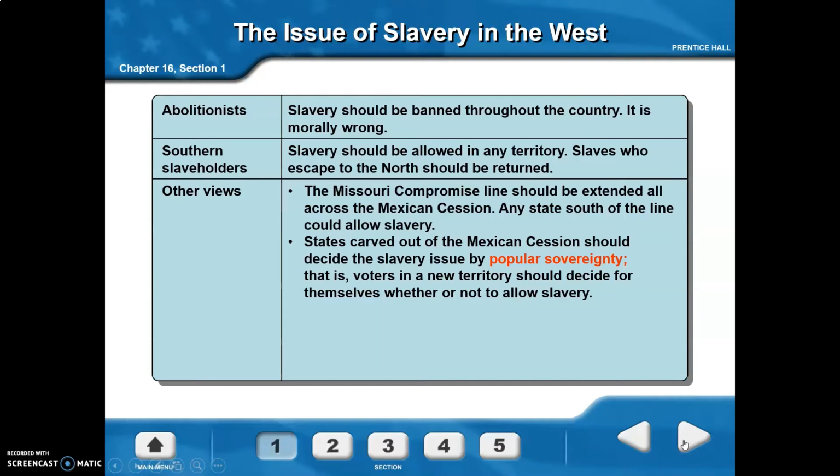States also carved out of the Mexican Cession should decide whether they were going to have slavery or not. So the states coming in from the territories in the Mexican Cession should be able to decide if their state was going to be a slavery state or not. And that is called popular sovereignty. They wanted to decide that issue of slavery by using popular sovereignty, which means that voters in a new territory should decide for themselves whether or not to allow slavery in their state. So it's up to the people's choice.